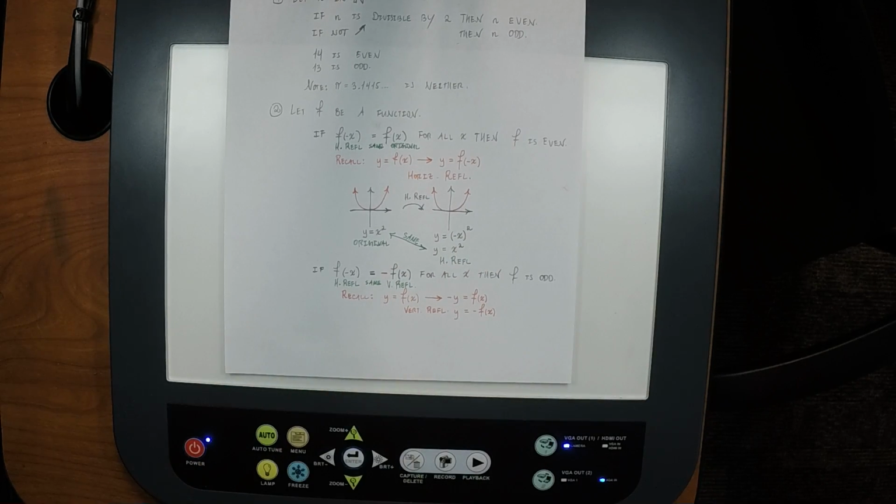So to be odd, what that's saying is that a horizontal reflection should be the same as a vertical reflection. They should be the same thing.